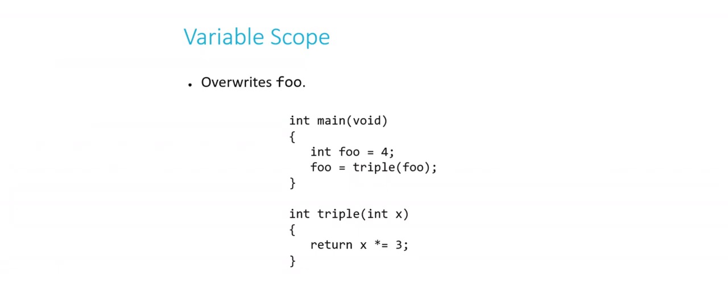It says return 4 times 3, or whatever variable gets passed in times 3. And then we assign the return value of triple to foo again. So this actually would overwrite foo. This is the only way to do this with local variables. So now, if we added another line of code here at the end of main to print out the value of foo, it would in fact print out 12.